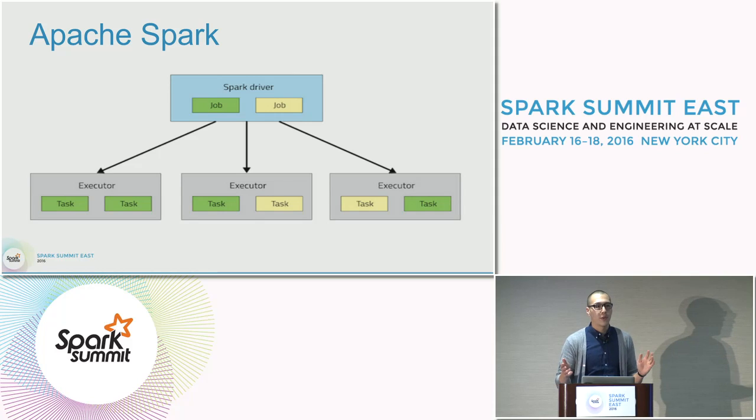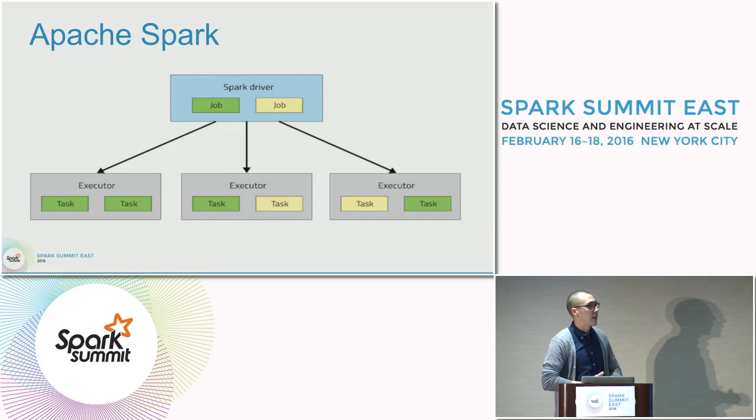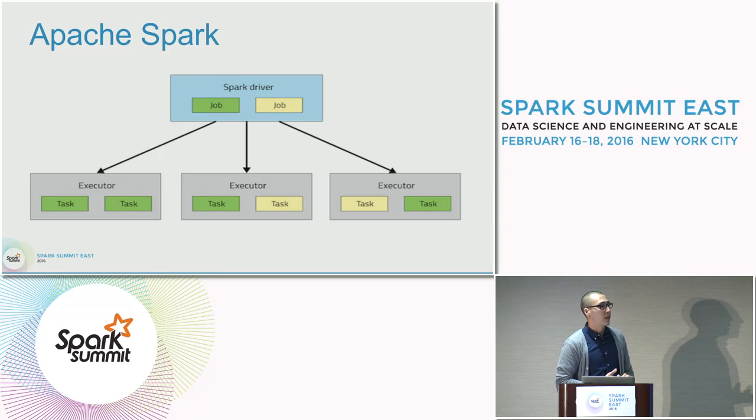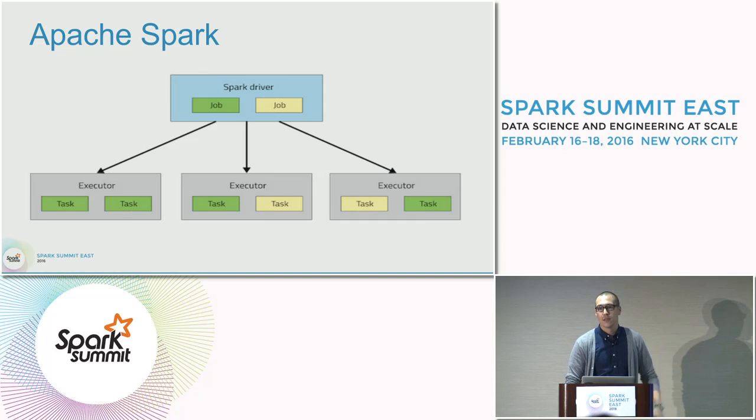I'm pretty sure everyone knows what Apache Spark is by now. This is a quick picture of what your application would look like on a distributed platform. This is just a view of a single application. It's broken down into jobs, and those jobs have tasks that are run on executors.